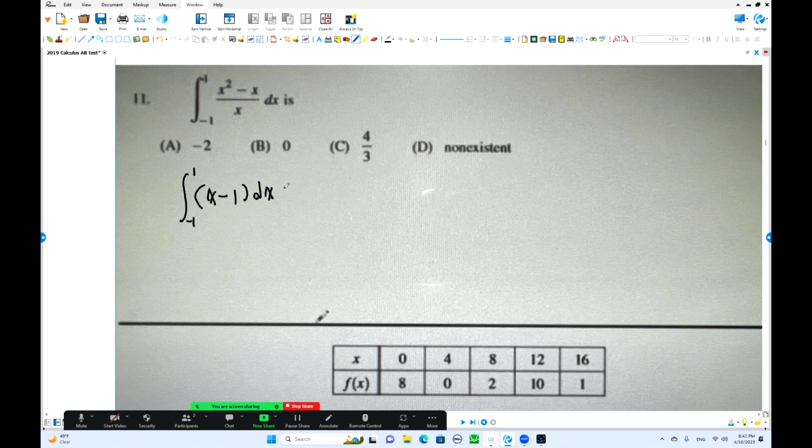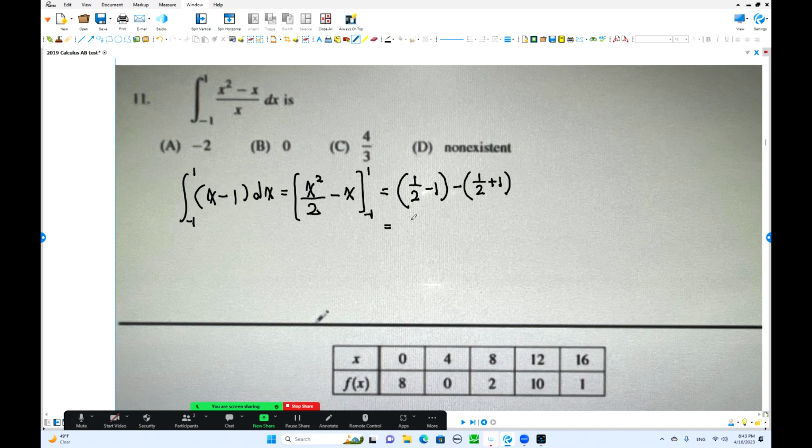Now let's find the antiderivative. The antiderivative of x is x squared over 2. The antiderivative of negative 1 is negative x. Take the integral from negative 1 to 1. Put 1 in there: 1 squared is 1, so 1 over 2, and minus 1. That's the first. The second one is negative 1 there: negative 1 squared is positive 1, so 1 over 2, but negative of negative 1 is positive 1.